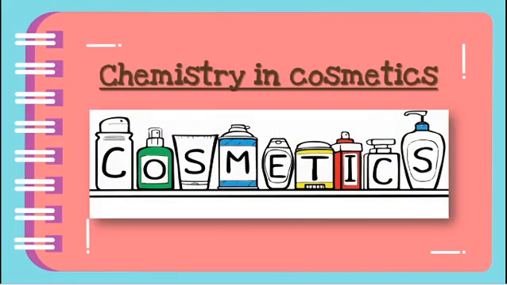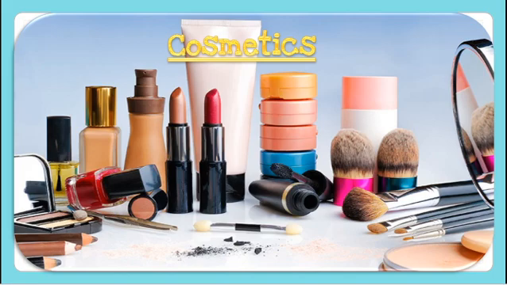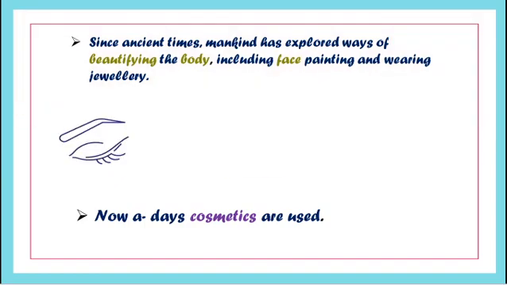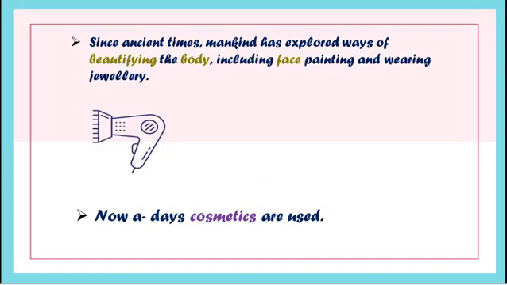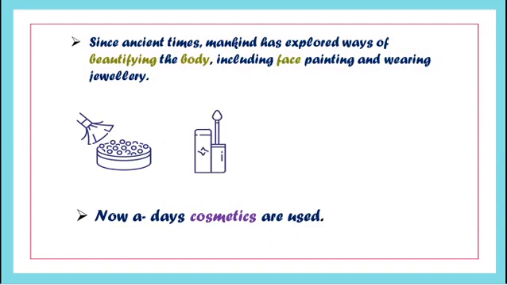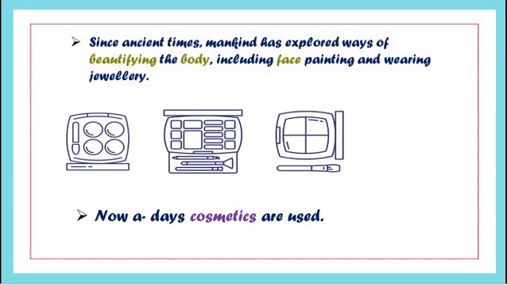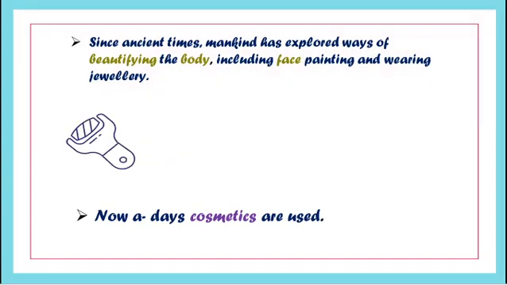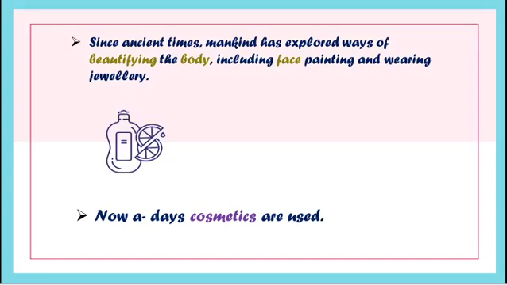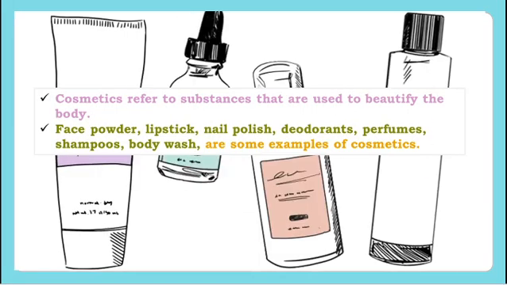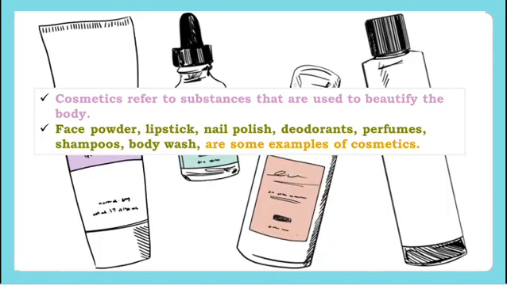And the next one, chemistry in cosmetics. So we all know what is cosmetics. From ancient times, mankind has been involved in the process of beautifying the body. They wear jewels, they make up their face. So nowadays, for that beautifying purpose, cosmetics are used. That is, various chemicals are used to beautify our face and body. So cosmetics refers to substances that are used to beautify the body.